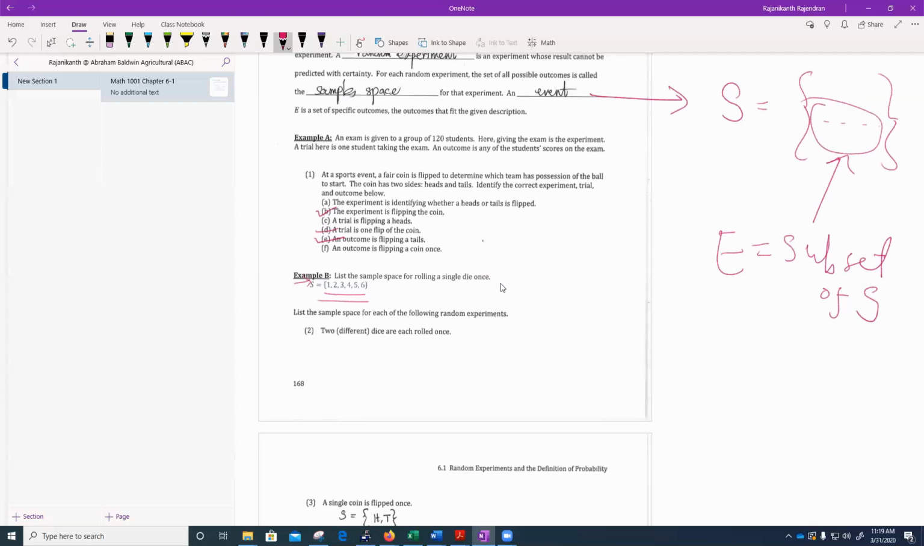Okay. Now, list the sample space for each of the following random experiments. So you are going to write the sample space. This is not new. We already have seen in chapter 5. 2 different dice are rolled once. How many outcomes we will have?